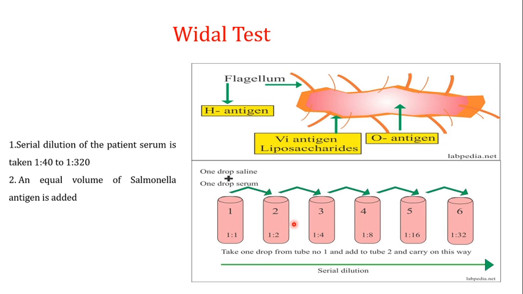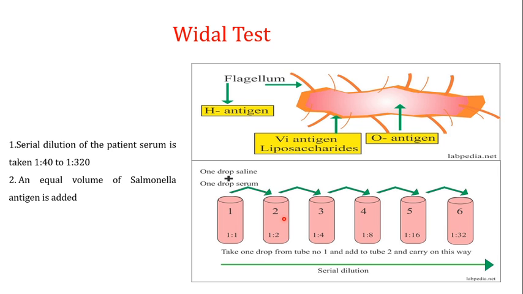Another important test is known as the Vidal test, and this Vidal test is going to recognize the antigens which are present on the surface of the bacteria. As you can see over here, you can have this H antigen which is present in the flagella of the Salmonella typhi. You can have this O antigen which is present on the surface of this particular bacteria, and then you can have this VI antigen which is also present on the surface of the bacteria. So the Vidal test is going to recognize these antigens.